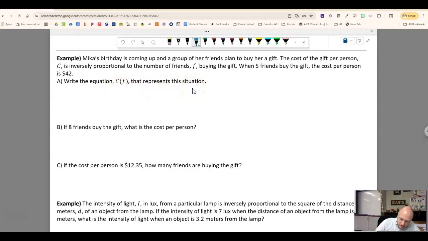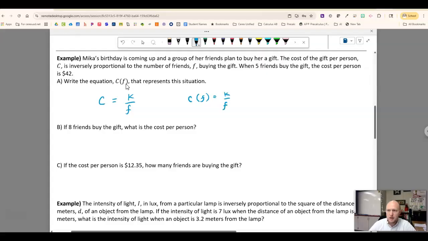So when they say the cost is inversely proportional to the number of friends, it's going to be the cost is equal to K divided by F. So here is your equation. They say C of F, so if they want it in function notation, C of F looks like this. It's just saying I'm plugging in F into this, okay?